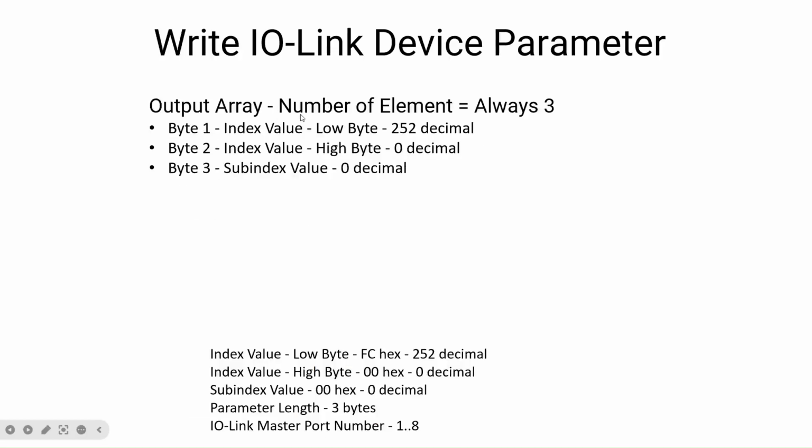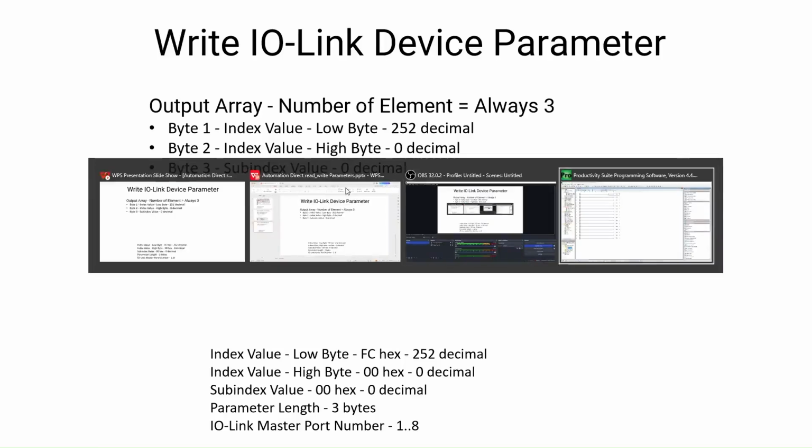The output array is always going to be 3 elements. Byte 1 will contain the index value low byte, which is going to be 252 decimal, our FC hex value in decimal format. Byte 2 is the index value high byte, which will be 0, and the subindex value will be 0 as well. So now we can move into the Productivity Suite.